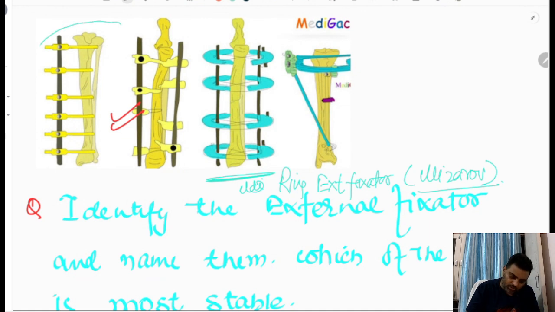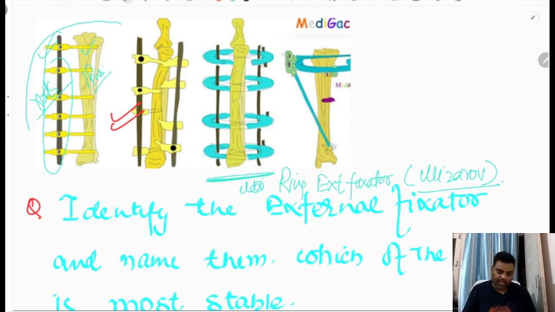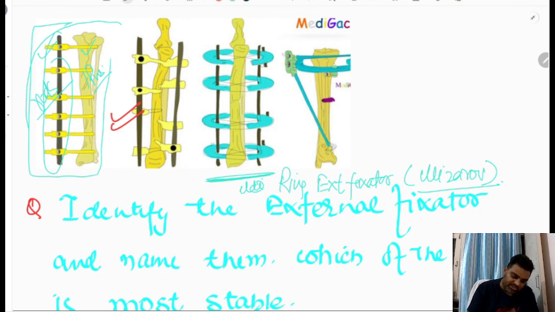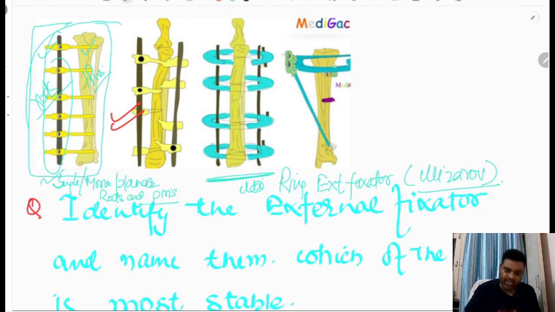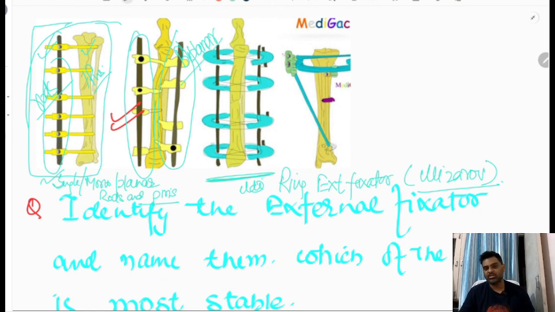Now these two, you are seeing there are pins and the rods. These are the rods, and this is pins. So this is pin and rod external fixator. Here the pin and rod is present in a single plane, so this is known as single or monoplanar rods and pin external fixator. Here there are two planes, one plane and opposite plane, that is opposite 180. So this is biplanar rods and pins external fixator.